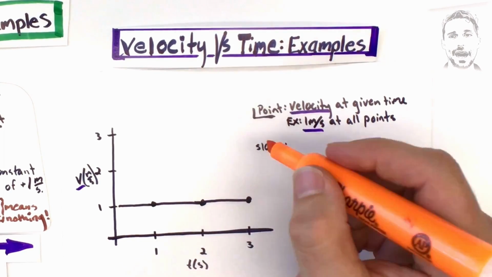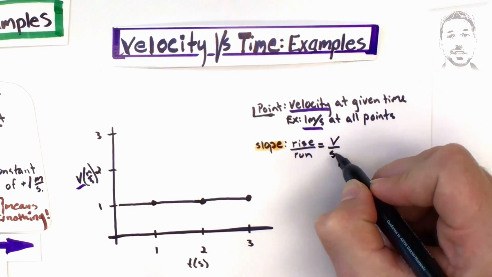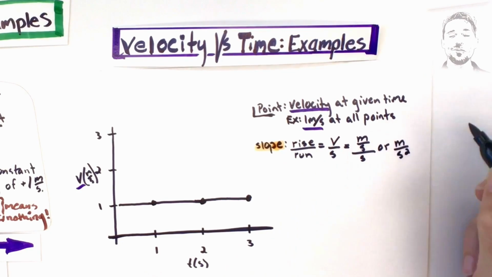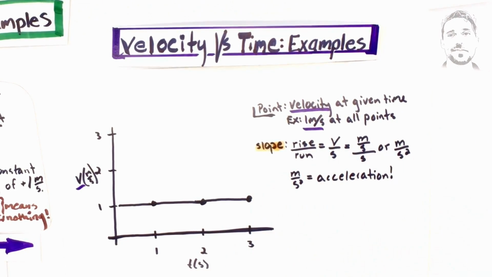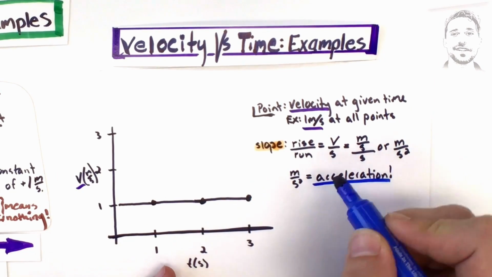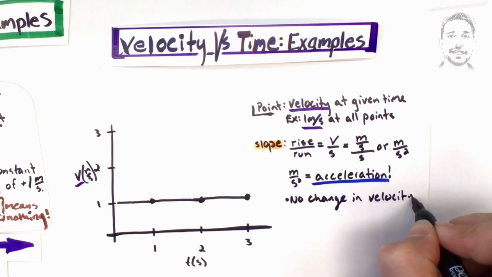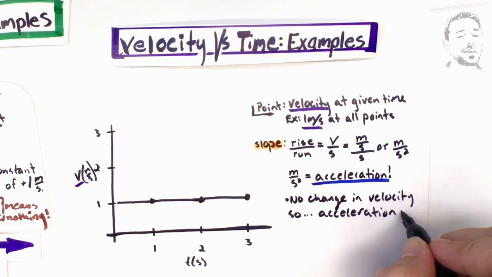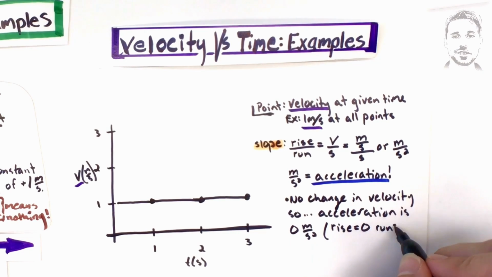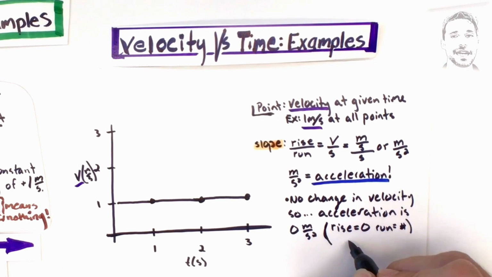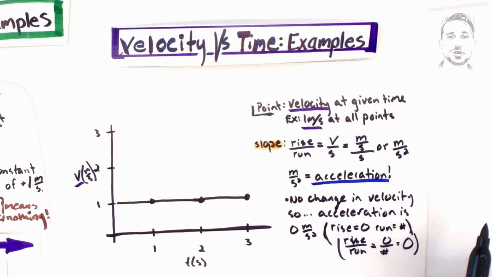Now, what does the slope mean? The slope is the rise over the run, so it's the velocity over time, or meters per second over second, which is meters per second squared, which is acceleration, which is really cool. So the slope of a velocity time graph is telling you the acceleration. And since there's no change in velocity, the acceleration we know intuitively is going to be 0. And then just plugging in those numbers, if the rise is 0 and the run is any number, you're going to get the number 0. So the acceleration here, 0 meters per second squared.